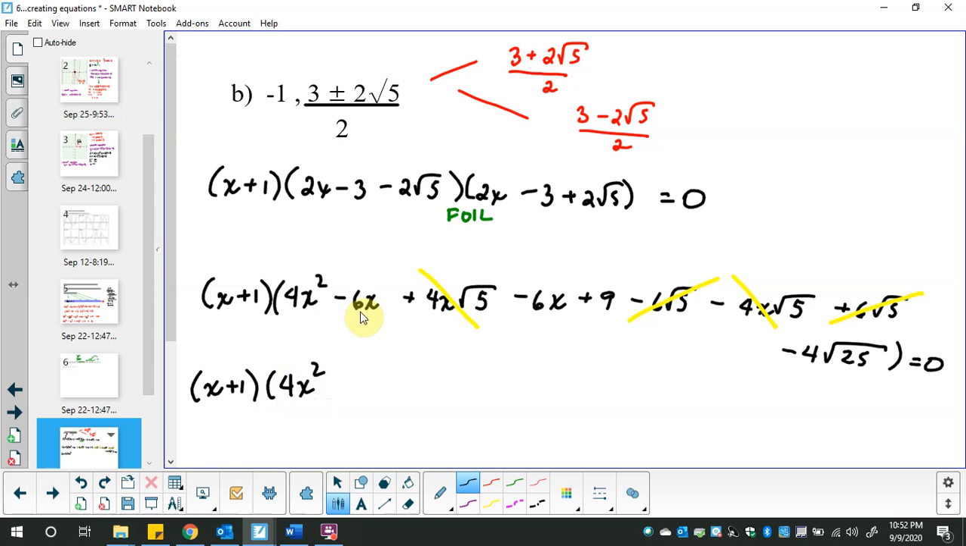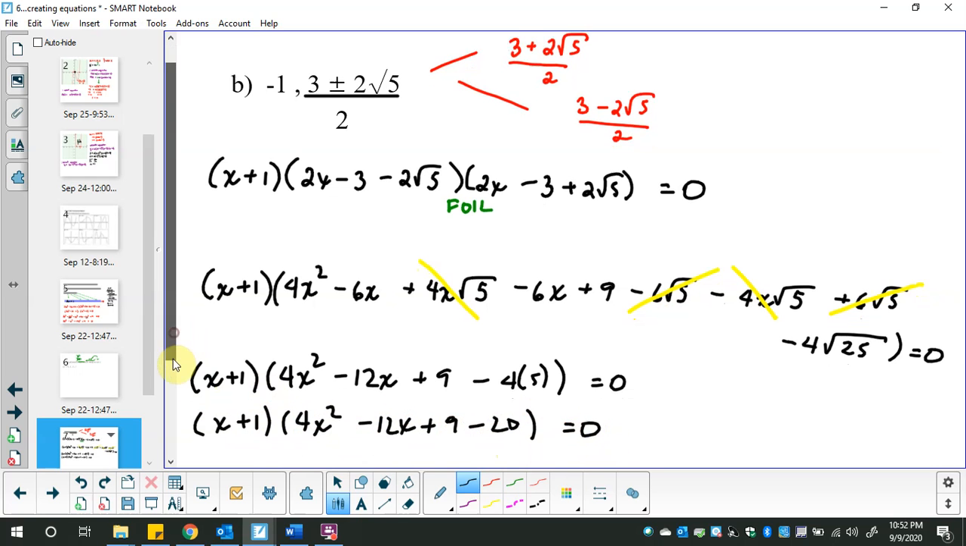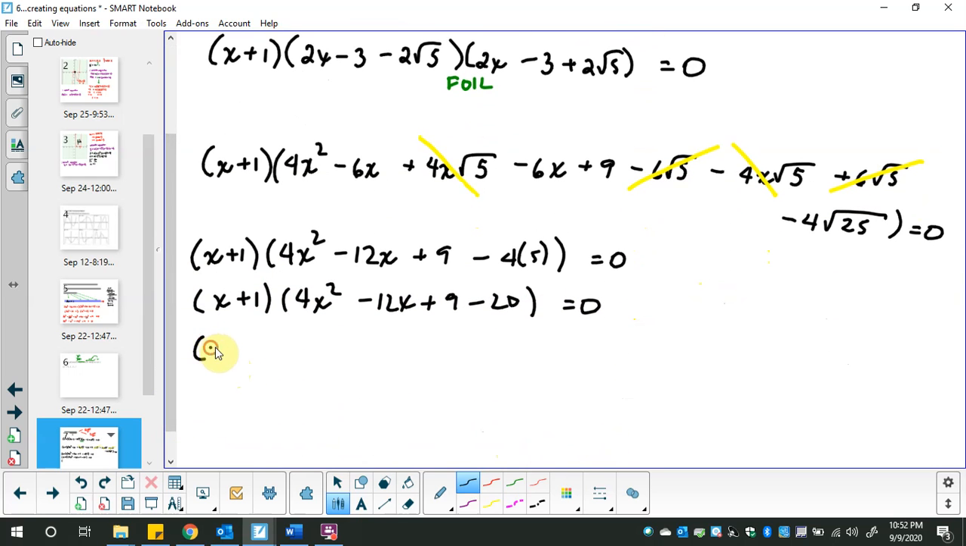So there's my x squared. Negative 6 and negative 6 is negative 12x plus 9 minus 4. And root 25 is 5. So that cleaned up nicely. And it should. So I'm showing a lot of steps here.